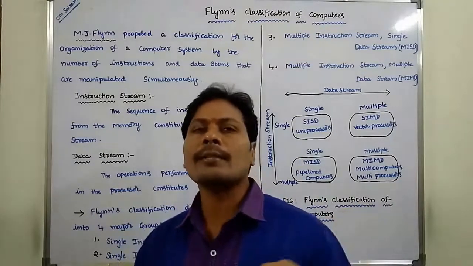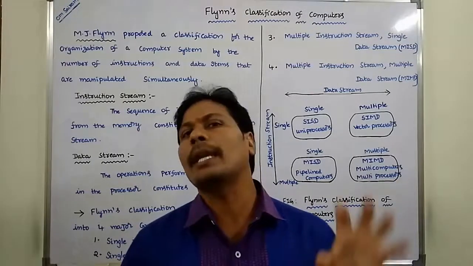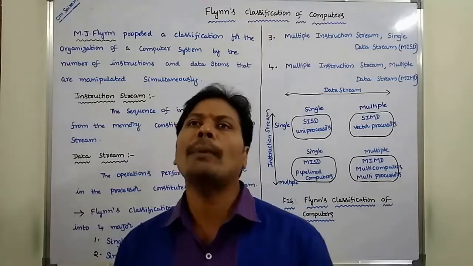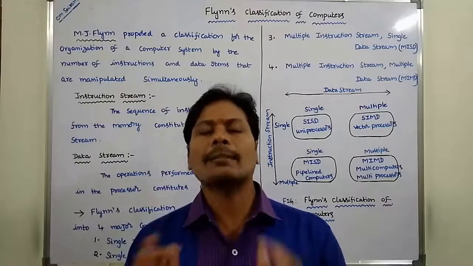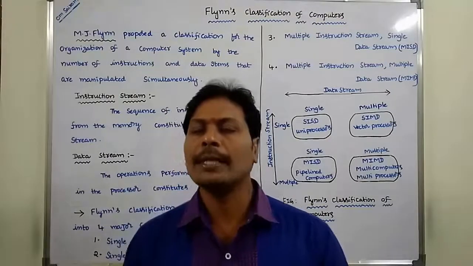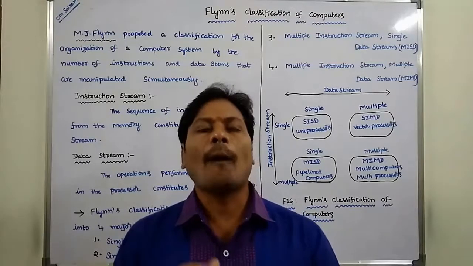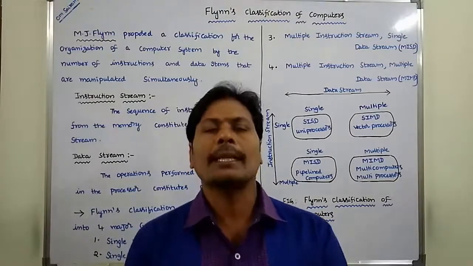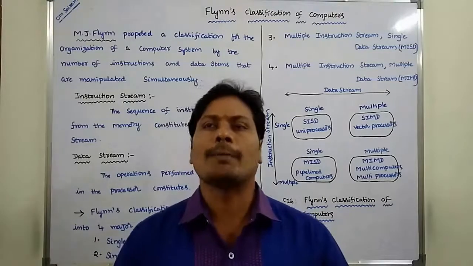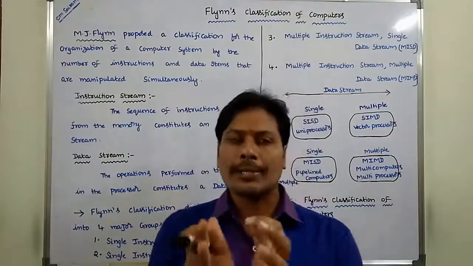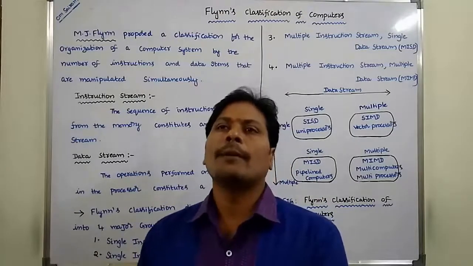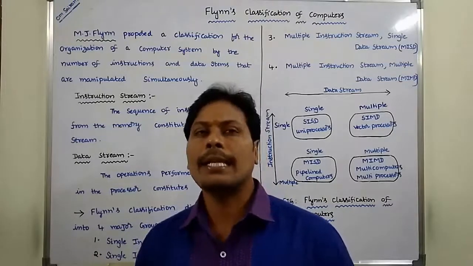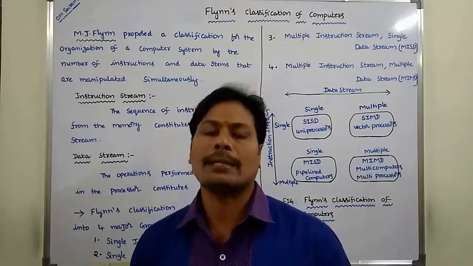Once the instructions are read from the memory by the CPU, the operations that can be performed by the CPU are called the data stream. So data stream is nothing but the operations performed on the data in the processor. Based on the instruction stream and the data stream, Flynn classifies computers into four categories: SISD, SIMD, MISD, MIMD.